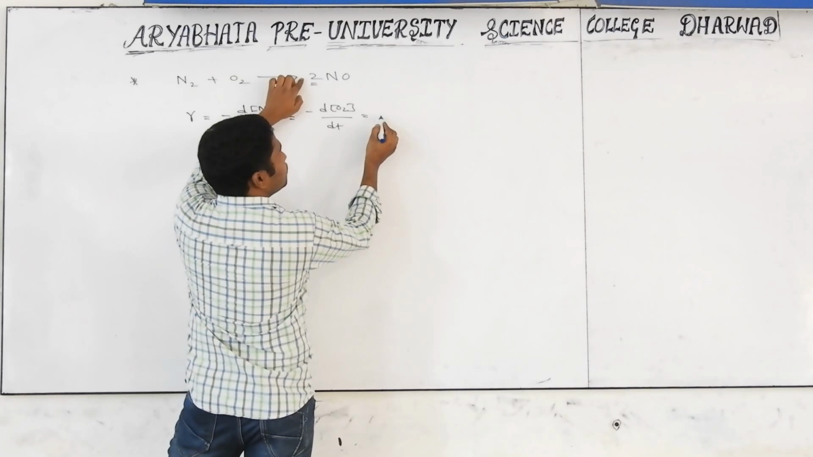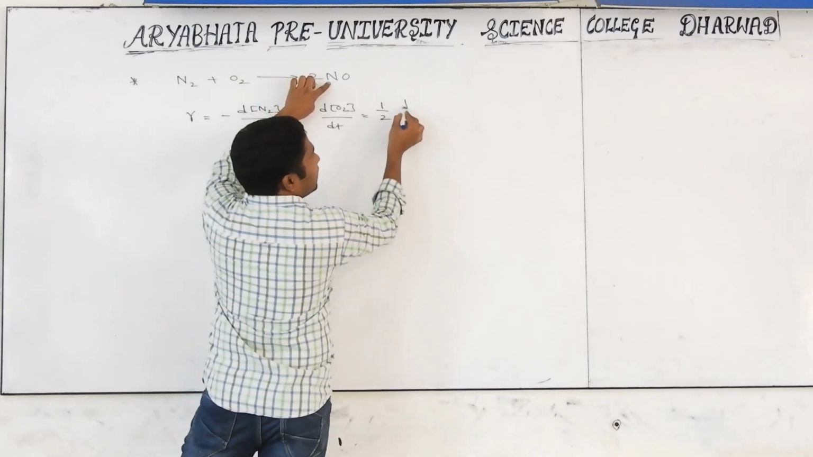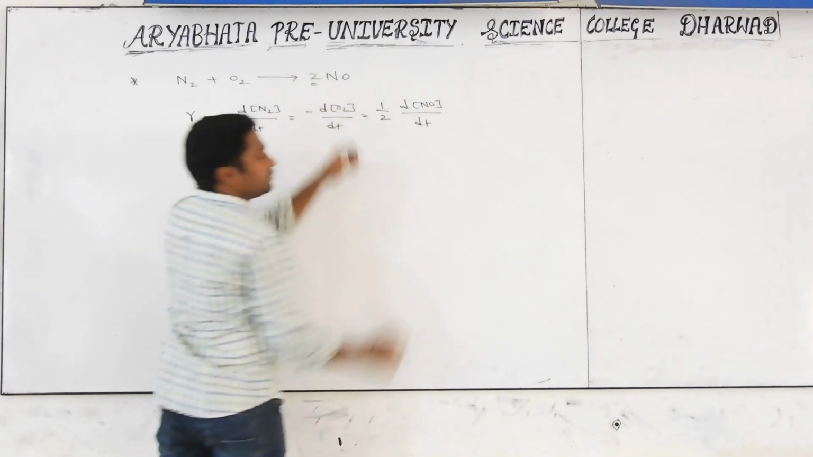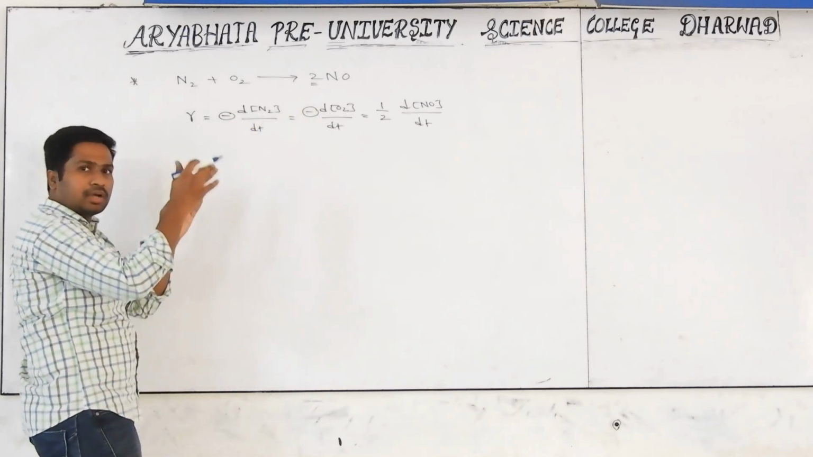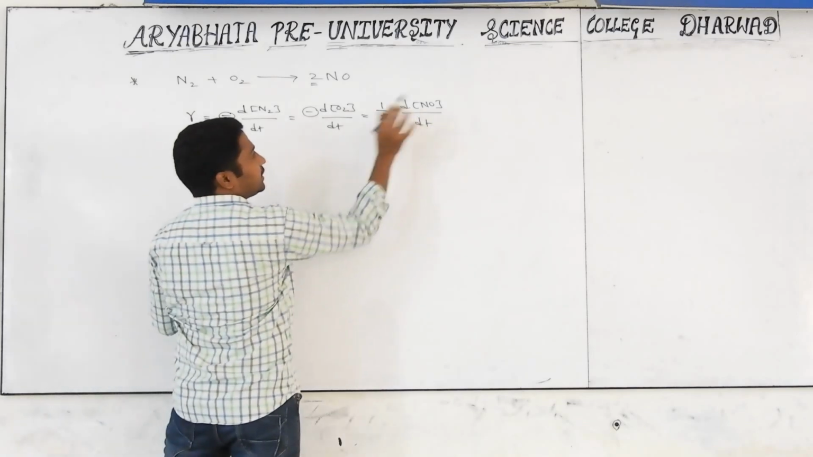Is there any necessity to write the negative sign here? No, because it is a product. So 1 by 2 into change in concentration of NO by time change. This negative sign indicates which one? The rate of consumption, or decomposition, or disappearance. So this is nothing but the rate of formation.